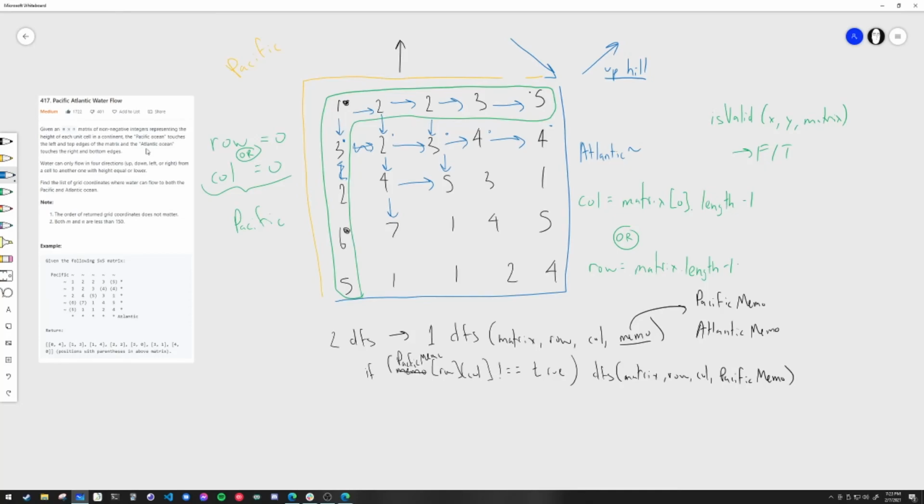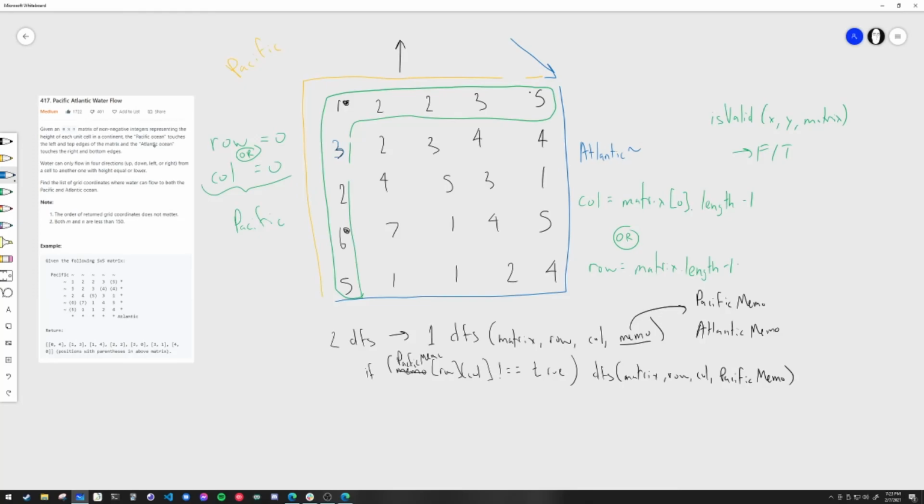So if we start at 0, 0, the top left corner, let's start there again. We're trying to look for surrounding waters that could flow towards the Pacific boundary, right? Because right now we're just checking for inside the Pacific. Yeah, right now we only care about the Pacific.